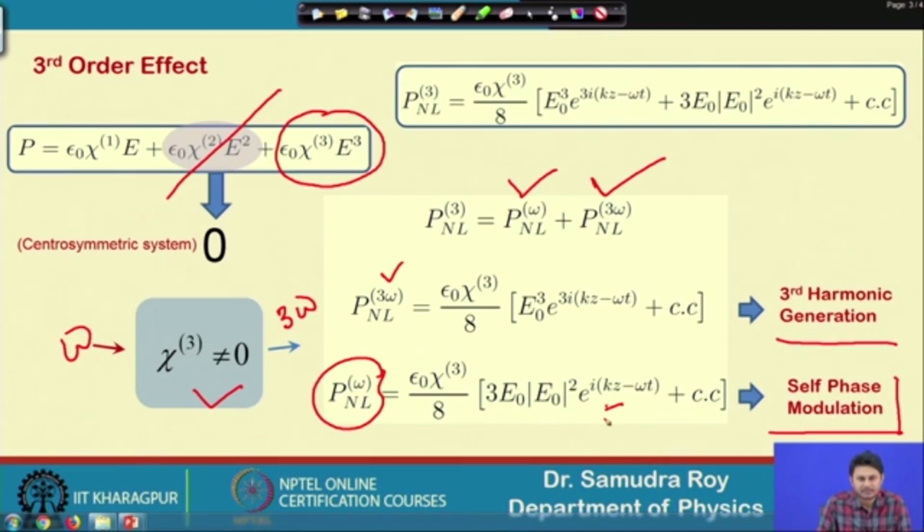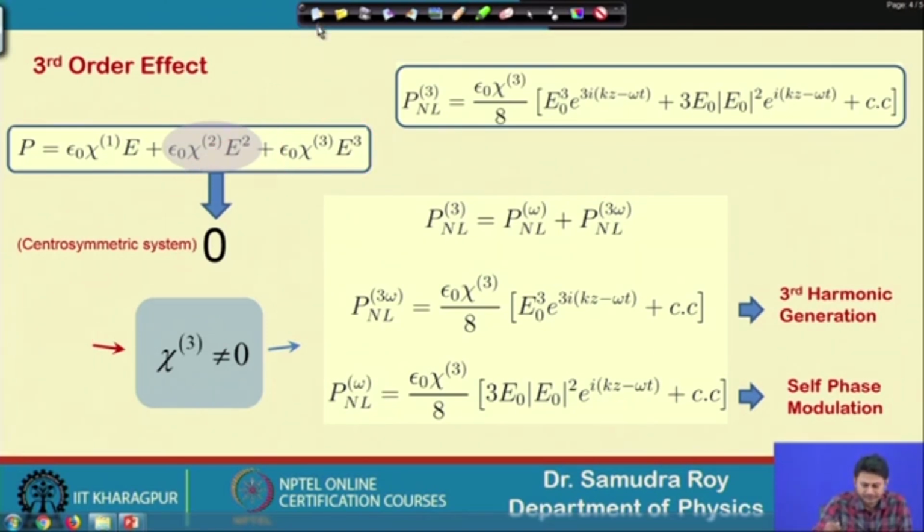So, the exponential phase term will not appear here, but because of the presence of this term we will have a change in the refractive index. The refractive index will be modified, and what extra thing we will get because of this modification of the refractive index, that we will discuss.